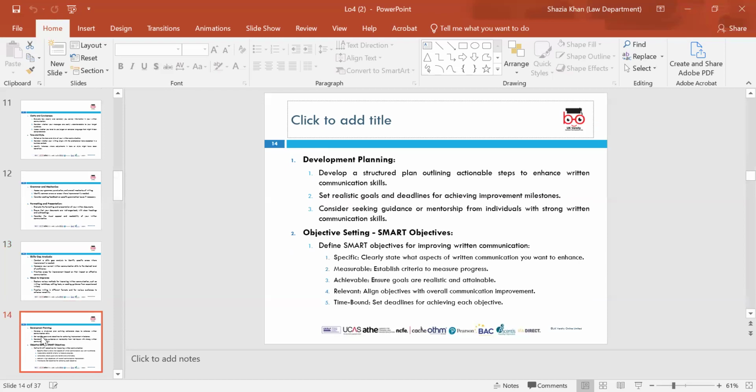Development planning. So develop a structured plan outlining actionable steps to enhance written communication. Set realistic goals, as we mentioned earlier, and deadlines for achieving milestones. It's so important that you set goals and you are able to identify what the goals are, because they are the goals that you need to meet, and within them deadlines.